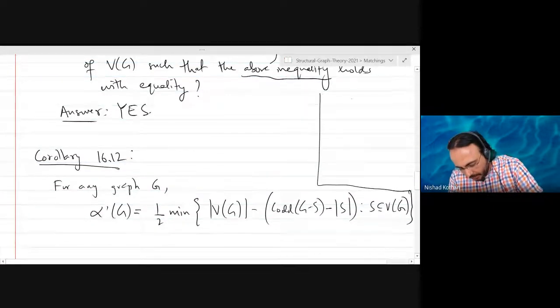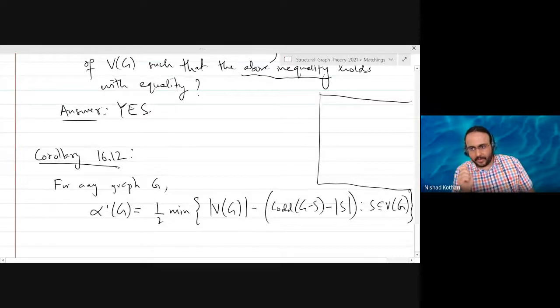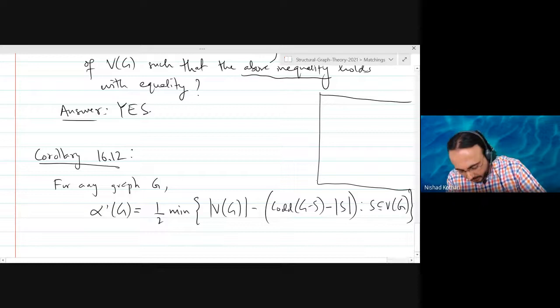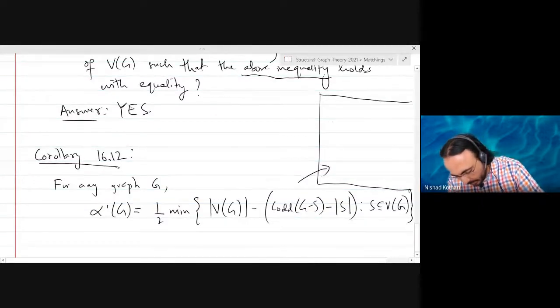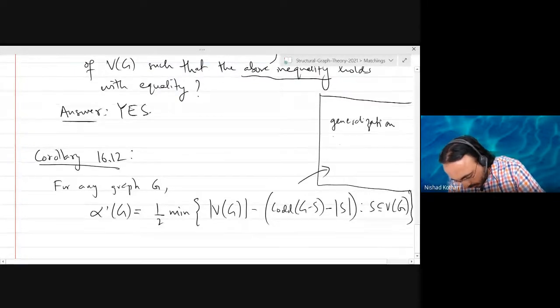I am not going to discuss exactly how you derive it. I might actually put it on the assignment now that you have given me this idea. So this is a generalization of Koenig-Egervary.